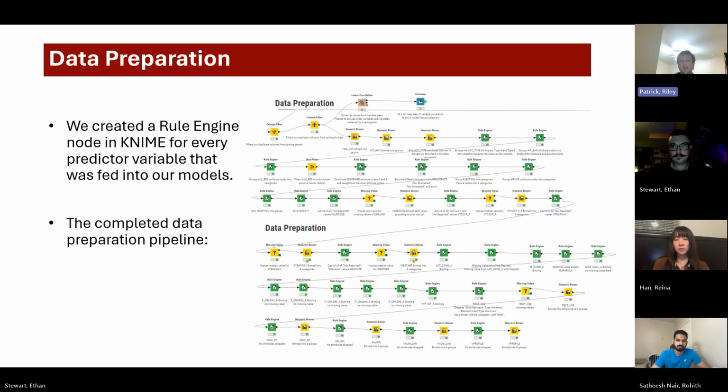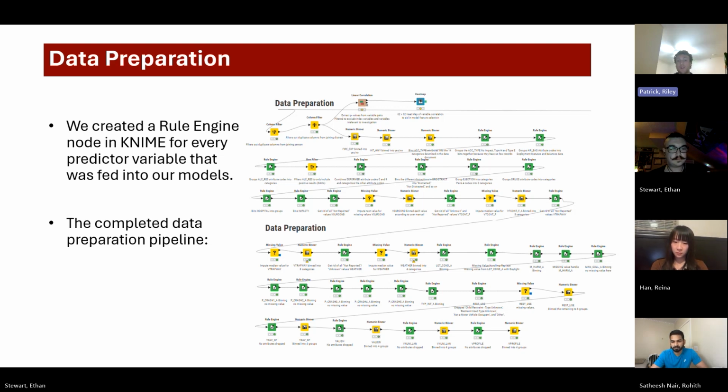And the rule engine pretty much filtered out all values that were above a certain number. So for example, a lot of these variables would have a value of 99 or 999 if it was missing, unknown, reported, whatever it might be. And so we wanted to filter these out to make sure that they weren't influencing our predictive models in a way that we did not want it to.